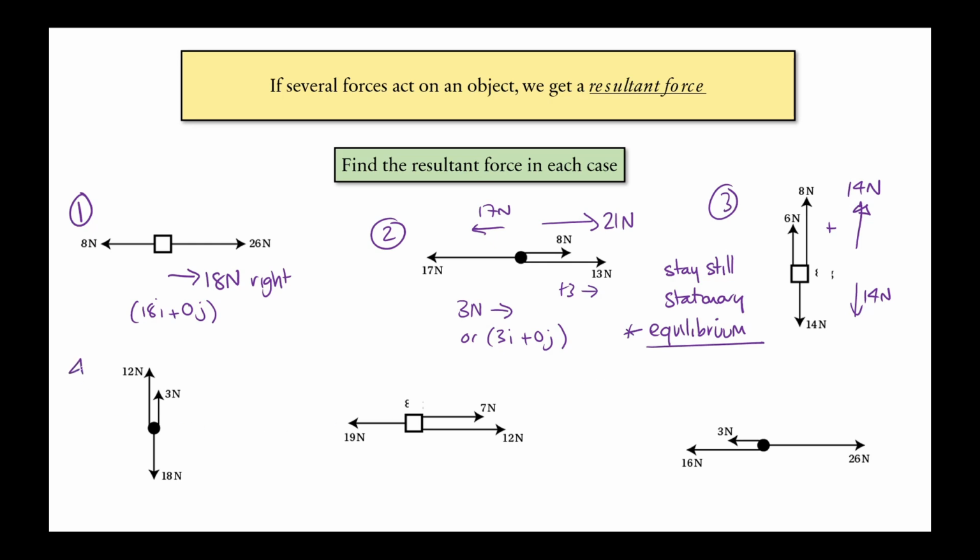Then for number 4, we've got a total of 15 newtons going up and 18 newtons going down. So this is going to have a total of 3 newtons down, or we can write this as 0i minus 3j. Then for number 5, we've got a total of 19 newtons going to the right and 19 newtons to the left. So this is going to be at an equilibrium, or stationary.